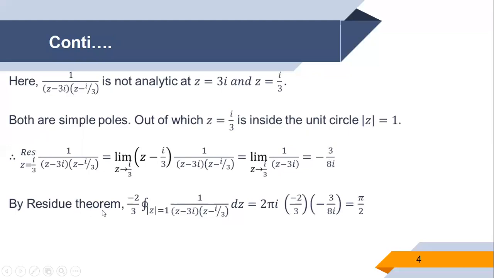So by the residue theorem, minus 2 by 3 times the integration over the circle mod of z is 1, 1 upon z minus 3i, z minus i by 3 dz, is equal to 2 pi i into the coefficient minus 2 by 3 into the residue. Then we get the answer is pi by 2.